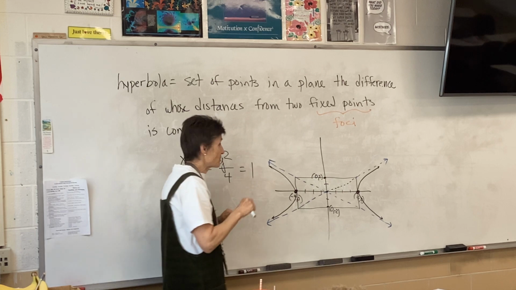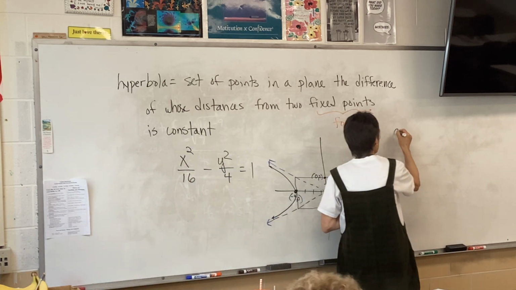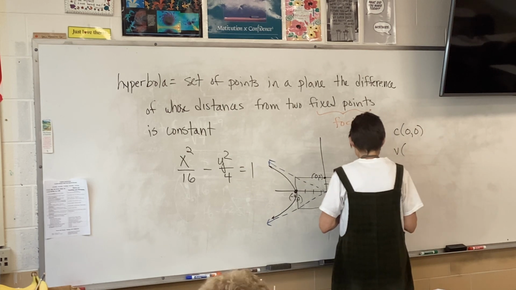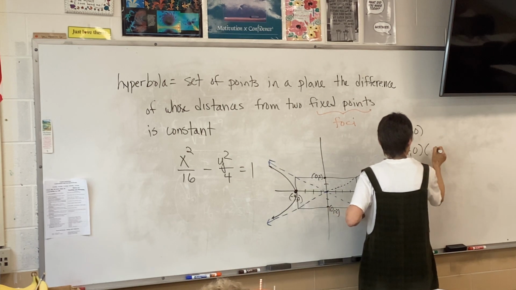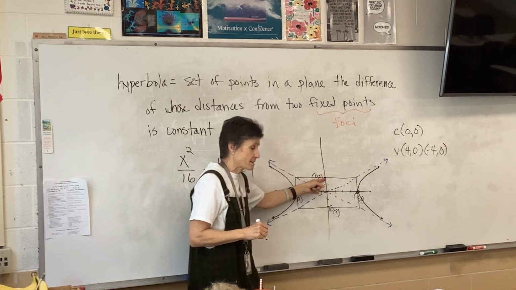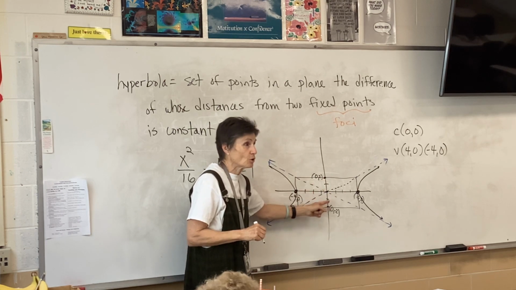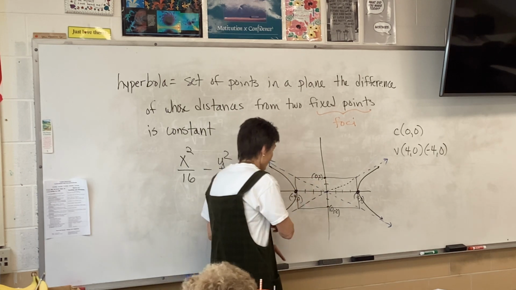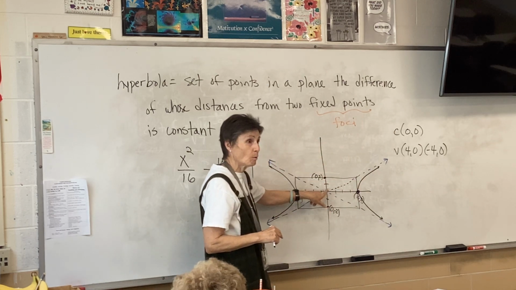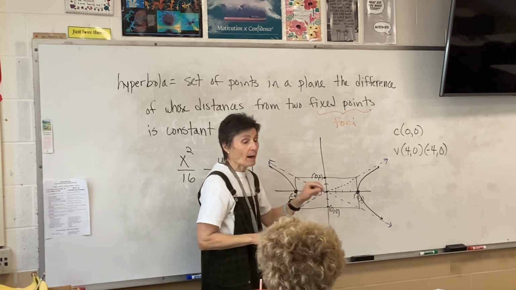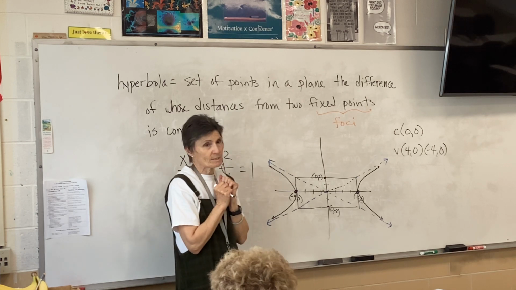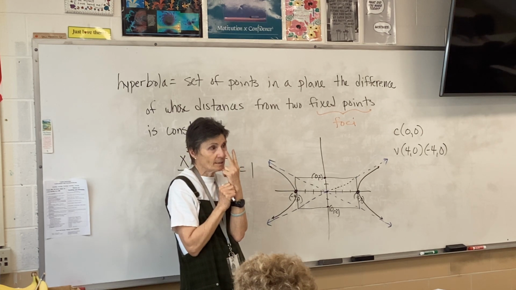Okay? So, let's write down what we know so far. We know the center, 0, 0. And we know our vertices are 4, 0 and negative 4, 0. These 2 points are not vertices of the curve. This is the curve, the black parabolas are the curve. Does the curve go through those points? No. Now, I use those points to draw my graph, but they're not vertices. A hyperbola has only 2.